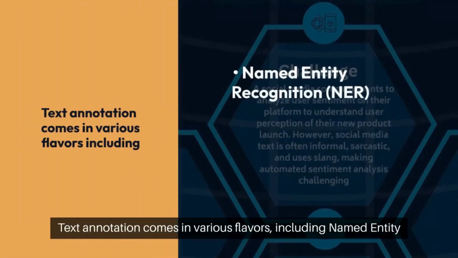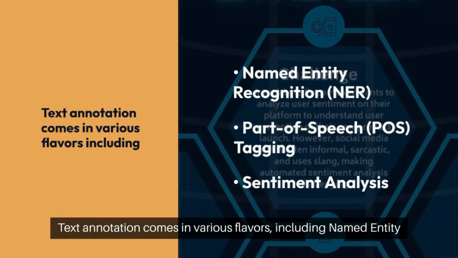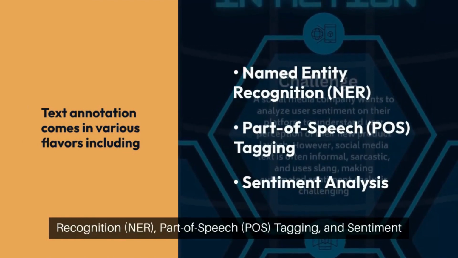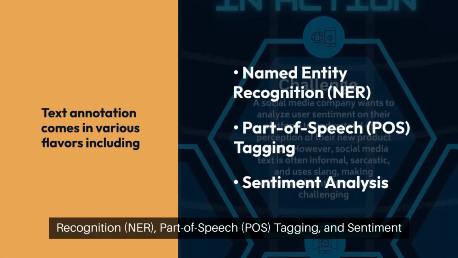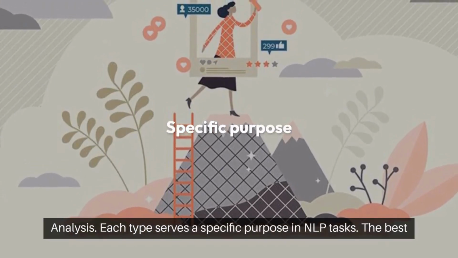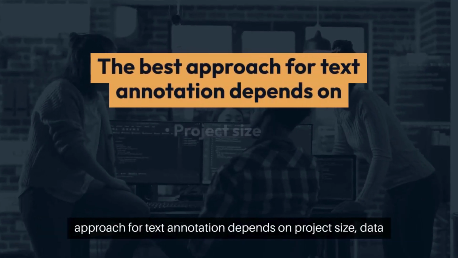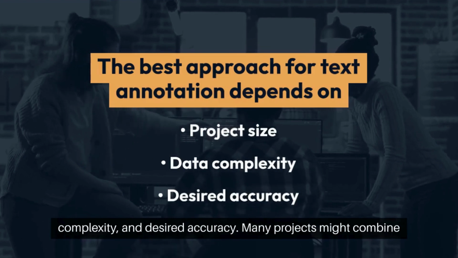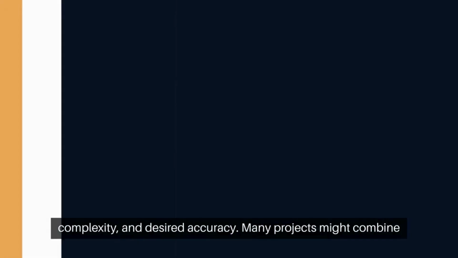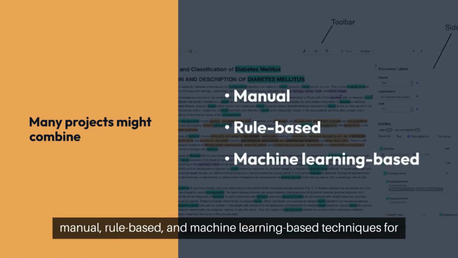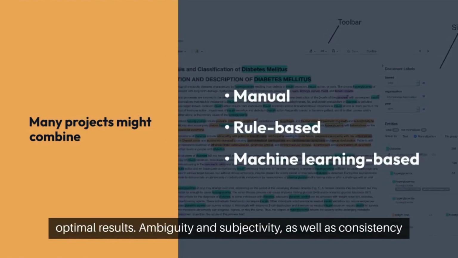Text annotation comes in various flavors, including named entity recognition (NER), part of speech (POS) tagging, and sentiment analysis. Each type serves a specific purpose in NLP tasks. The best approach for text annotation depends on project size, data complexity, and desired accuracy. Many projects might combine manual, rule-based, and machine learning-based techniques for optimal results.